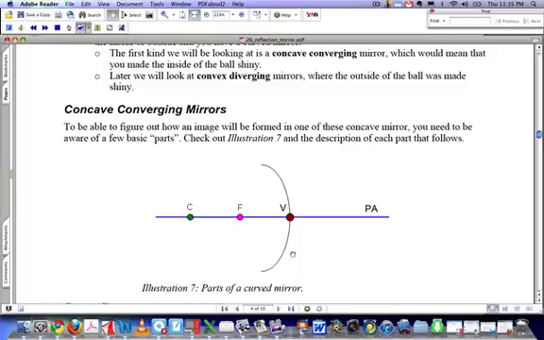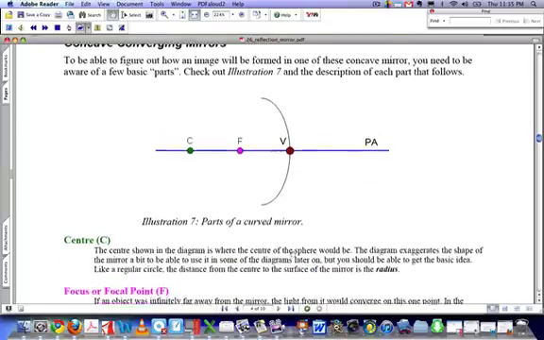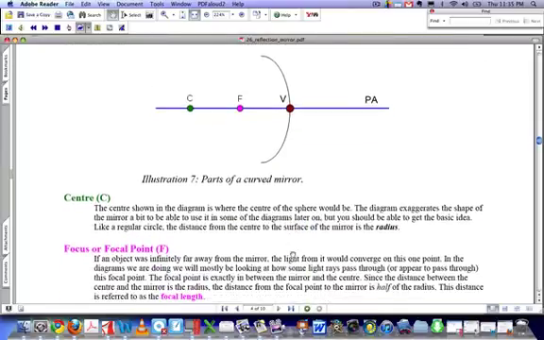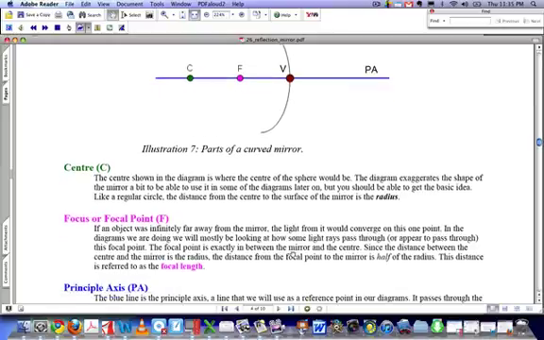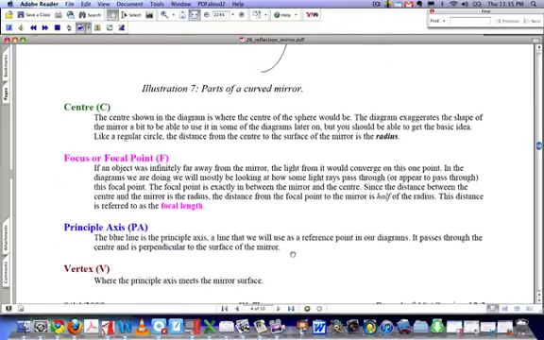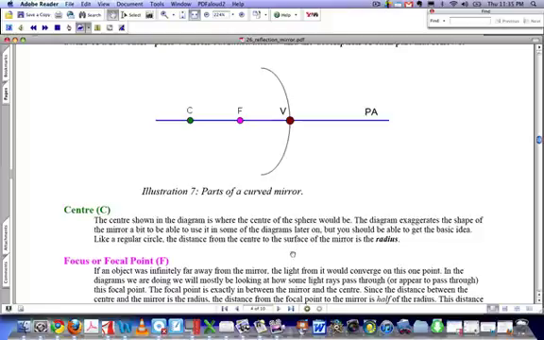Often referred to as a converging mirror because light will strike it and then converge at a focal point. We have three dots there. The definition for the three dots is the center, the focal point, which is actually halfway between the mirror and the center, and what's known as the vertex, which is the point that makes contact on the mirror. The PA, or the primary axis, is just a straight line that's drawn through everything.